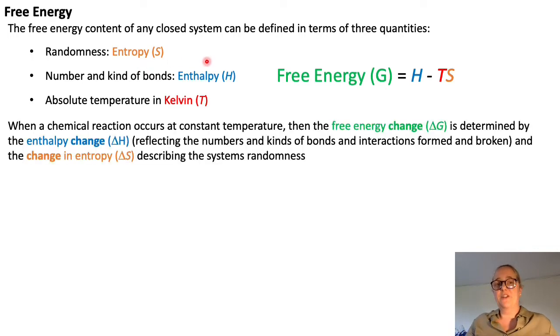When a chemical reaction occurs at a constant temperature, the free energy change is determined by the enthalpy change, which is known as delta H. That is reflected as the number and kinds of bonds, so chemical interactions, which can be broken or formed. And the change in entropy describes the system's randomness.